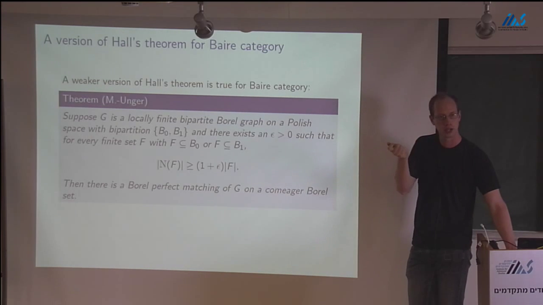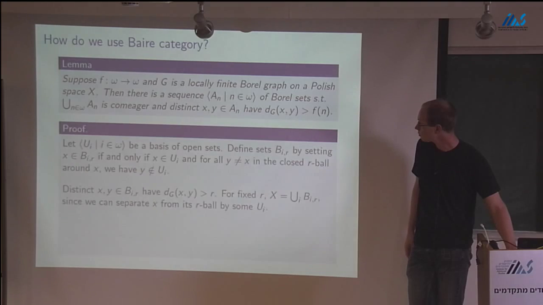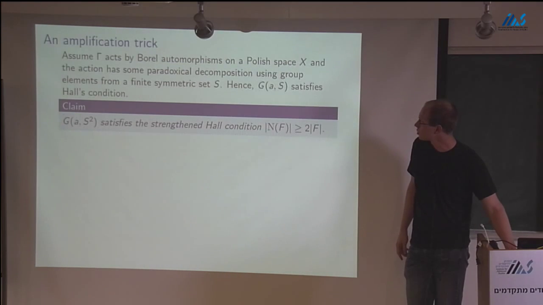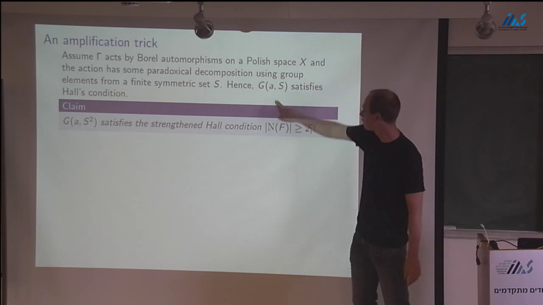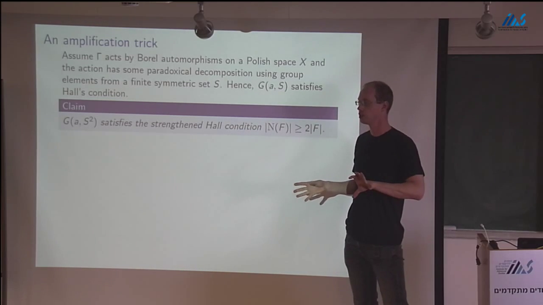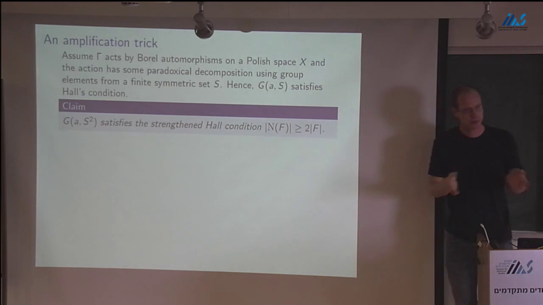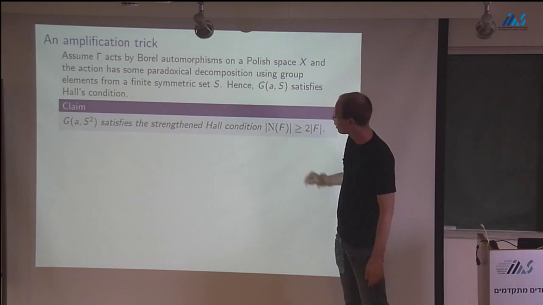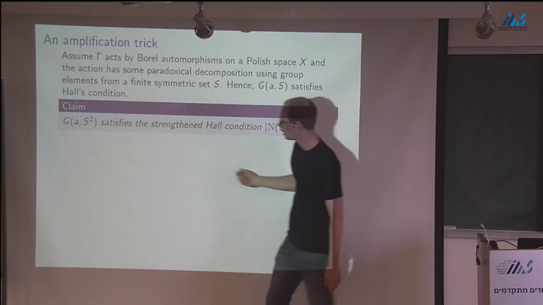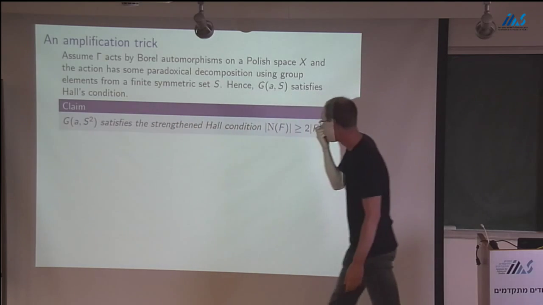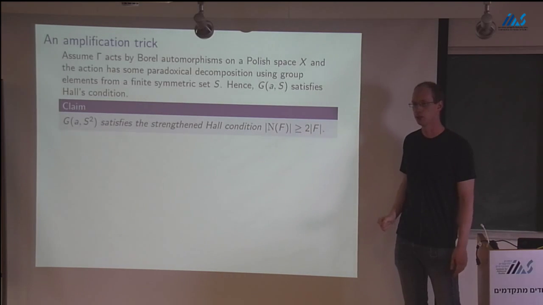So the last piece of the puzzle is a trick, so that in this particular context, I can somehow find an epsilon. And it's this nice amplification trick. So suppose now you have this action, and it's paradoxical, so you can find this finite set that does a paradoxical decomposition, and hence this graph has a perfect matching. So it satisfies Hall's condition. The idea is to amplify by taking the set of products of elements in S. So you take S squared, and I claim now that if you enlarge the set of group elements that way, if you take the squares of S, then I have Hall's condition with a 2 in it. Right, so my epsilon is going to be equal to 1.